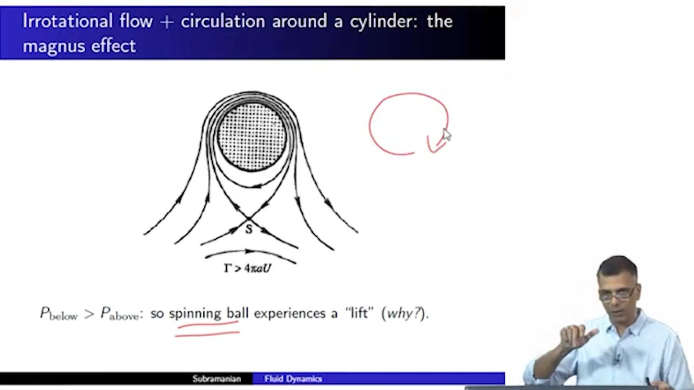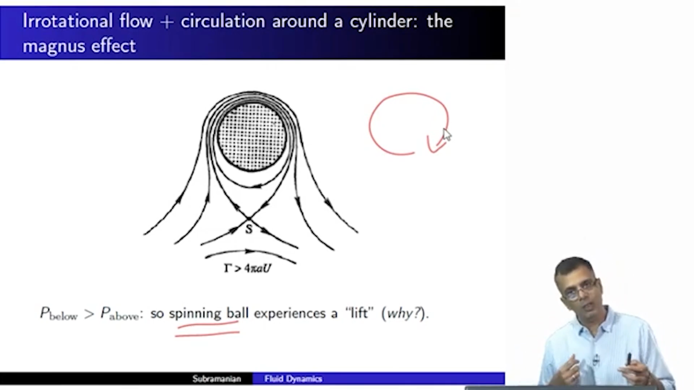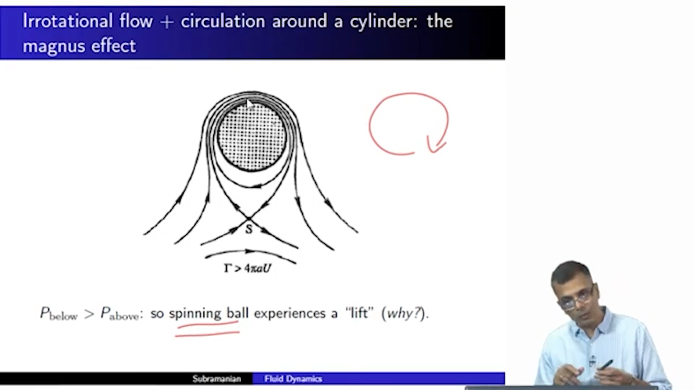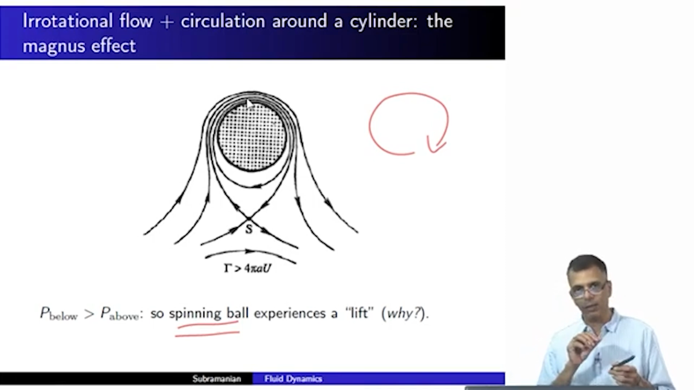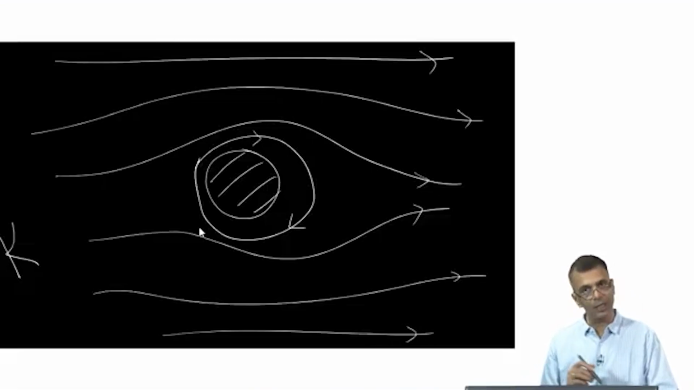I impart a spin to the ball. Okay, this ball is spinning in this direction. Now viscosity is all about sticking a fluid, right? So the fluid sticks here, and because the ball is spinning, it tends to drag the fluid along with it. So the fact that there's viscosity generates circulation. In effect, it's the same thing as adding circulation by hand.